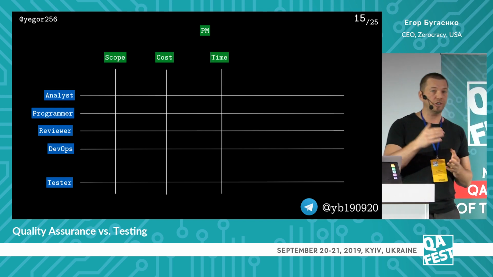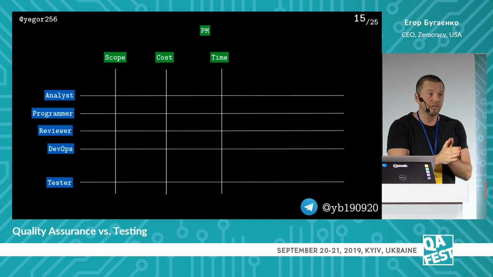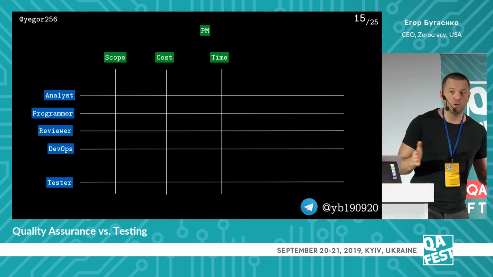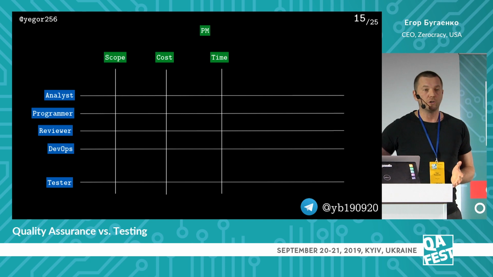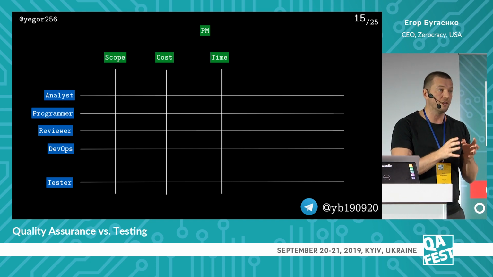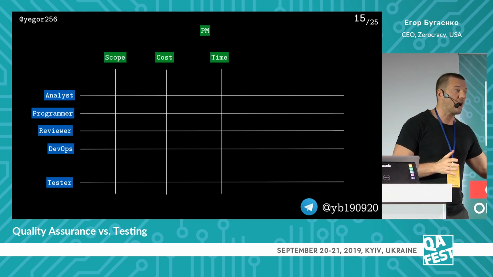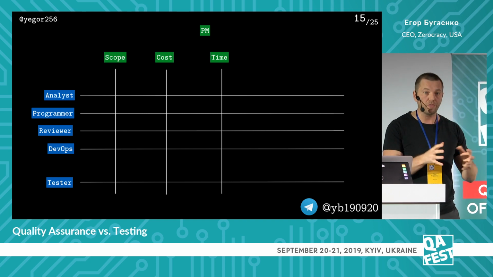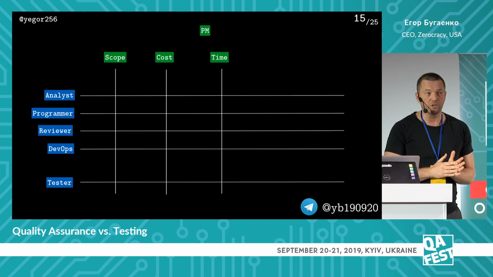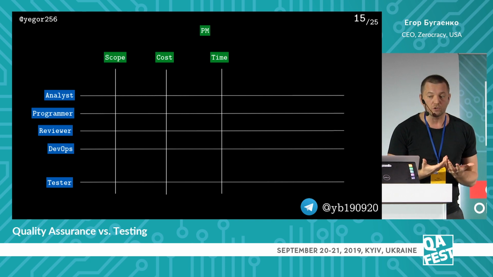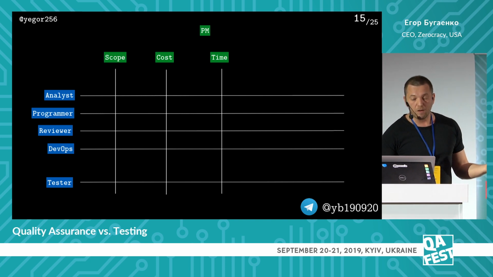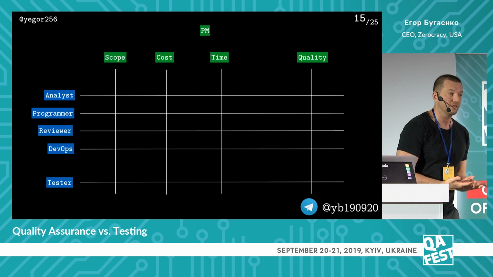I need to make sure that each of them actually works within the time limits. So I don't want the tester to test for 2 months. I want tests to happen within a week, for example. And I don't want the programmer to work for as long as they wish. I want them to stay within time borders. That's called time control.